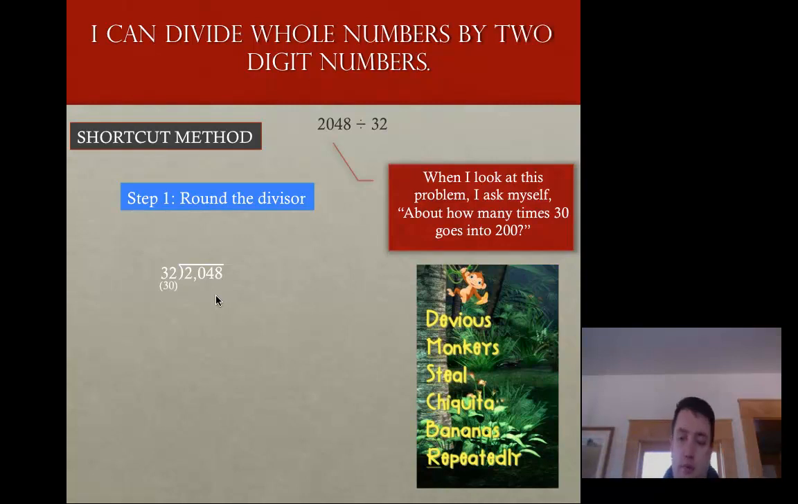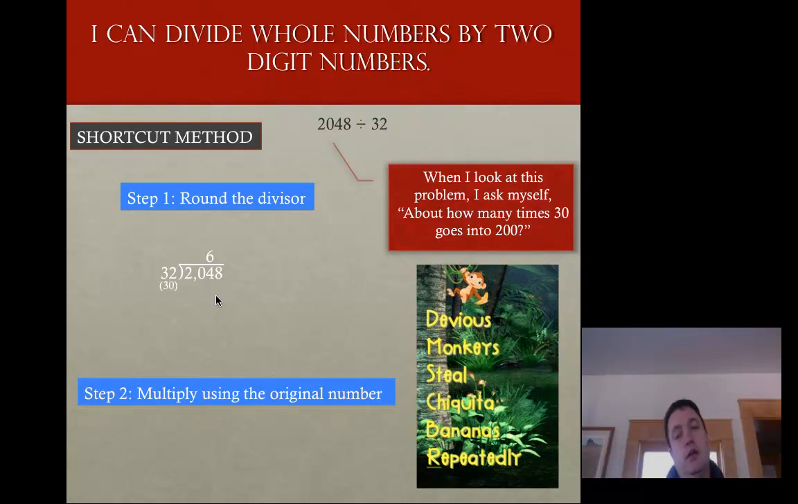Again, we've done this enough. We know that that's going to be 6 times. That's going to end up being multiplication with the original number. Sorry, I got a little off track there. So we're going to do 6 times 32. 6 times 32 is going to be 192. We're going to subtract, we get 12. Again, 6 times 30 is 180. 6 times 2 is 12. 180 plus 12, that's where this 192 comes from. But again, if you need to, do a little bit of work off to the side, you can do that.